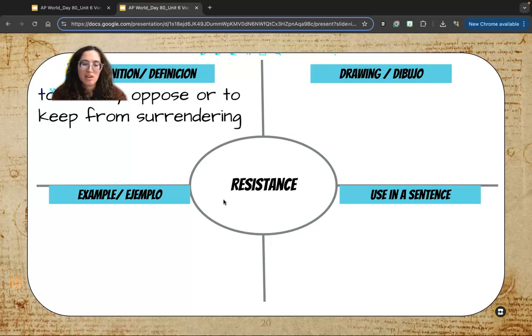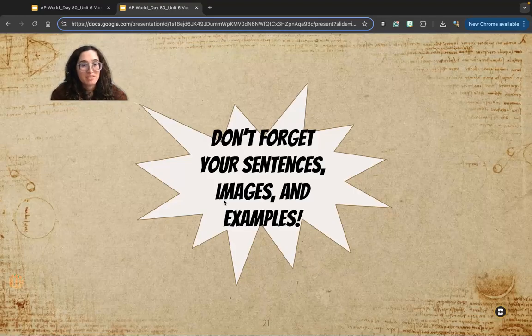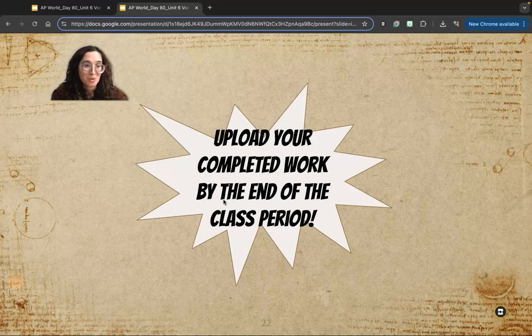So within everything that we're learning this unit, I want you guys to remember that people actively resisted against colonization as well, and hopefully we get to see some examples of that during our class. Don't forget to add your images and your sentences and your examples to this, and also complete your work on Canvas, upload your work onto Canvas so that you can get full credit and that you have a quiz when I get back.